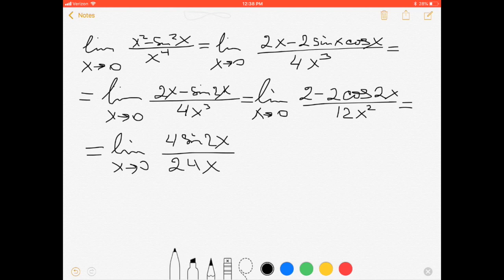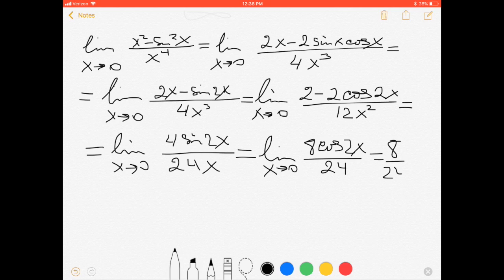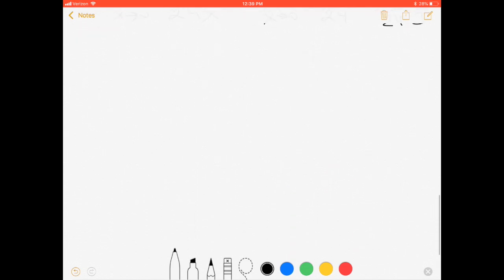Still 0 over 0. And finally, we have 8 cosine 2x over 24. Finally, if you plug in x equals 0, you have 8 over 24, which means 1/3. You see here we use L'Hopital rules 4 times, but every time we try to use it, we check whether we can use it or not. Okay.